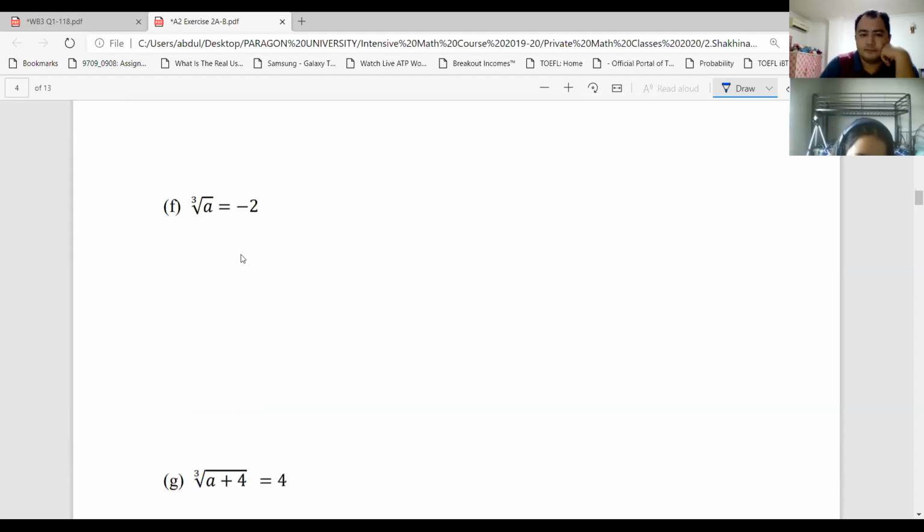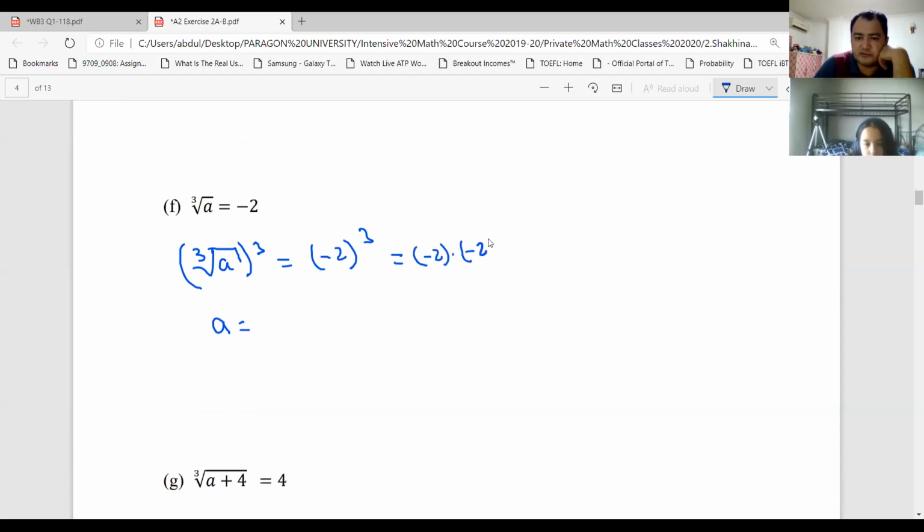We do the same thing, Shahina. Here we have cube root of A equals negative 2. So we have to raise to the power of what? 3. So the same thing to the right-hand side, negative 2 to the power of 3. This 3 cancels each other. Here we have A. What is negative 2 cubed? This means negative 2 times negative 2 times negative 2, right? Negative 2 times negative 2 is 4, 4 times negative 2, negative 8. So A equals negative 8.